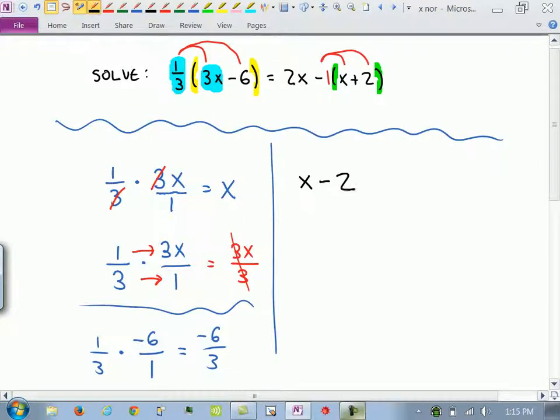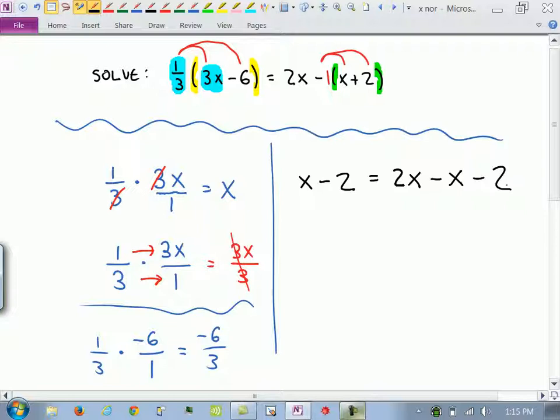Are my parentheses gone on the left? Yes. So I have equal sign, 2x. And now let's distribute that -1 through on the right side. -1 times x, -x. And -1 times +2, -2. I have removed grouping symbols. Do I have any fractions or decimals? No. Next step, collect all like terms together on left and right.